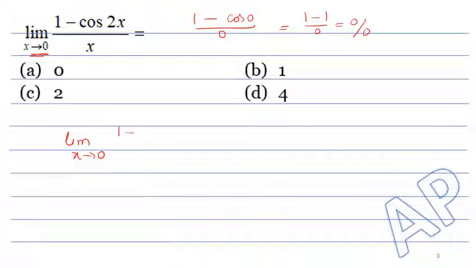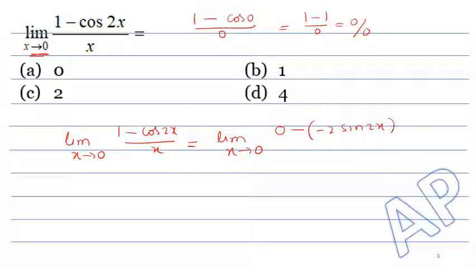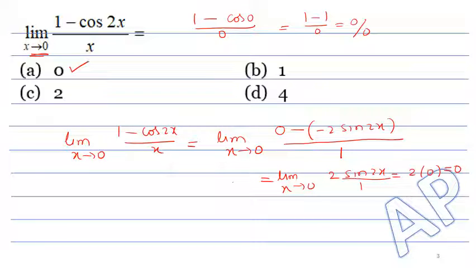That is limit as x tends to 0 of (1 minus cos 2x) by x is equal to limit as x tends to 0 of the derivative of the numerator, that is 0 minus derivative of cos 2x. Derivative of cos 2x is minus 2 sine 2x and derivative of x is 1. That is I have limit as x tends to 0 of 2 sine 2x by 1. When you put x equals 0, you will get 2 into 0, that is sine 0 is 0. I will get the answer as 0, which is in option A.